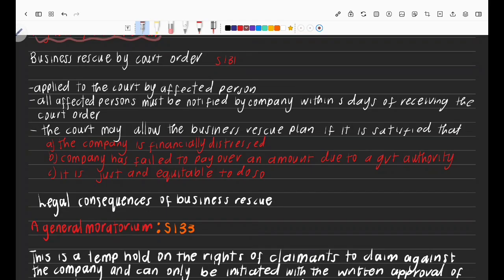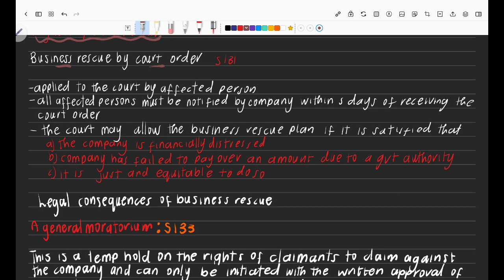Now 131, bringing the business rescue plan by court order. For the court order, you are going to the court in order to get the business rescue plan. So who can go to the courts? It's obviously not going to be the board of directors, because the board can sit down and decide amongst themselves that they want to have a business rescue plan. So the business rescue plan can be initiated by a court order by an affected person. A person from outside, a person other than the board of directors, can go to the court and say, I want to initiate a business rescue plan for this company.